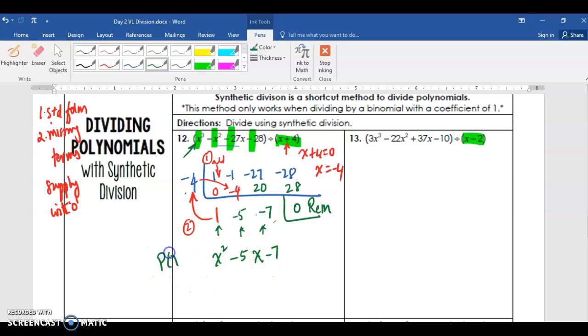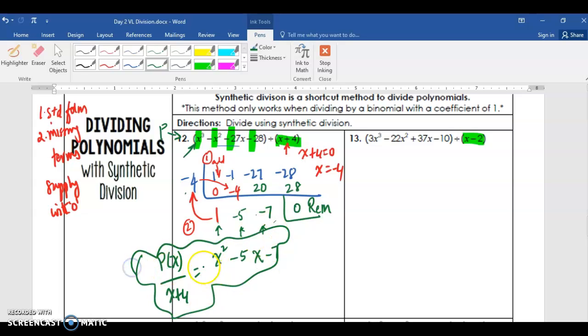So p of x divided by x plus 4, where p of x is the polynomial, is x squared minus 5x minus 7, and that's the answer. So let's do more.